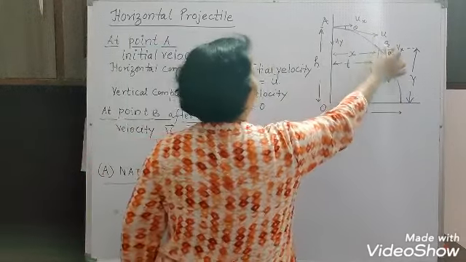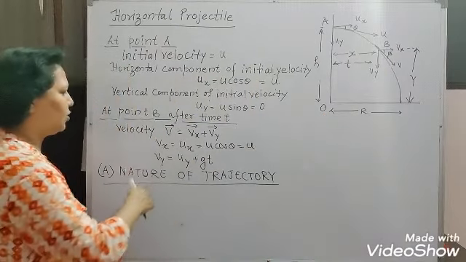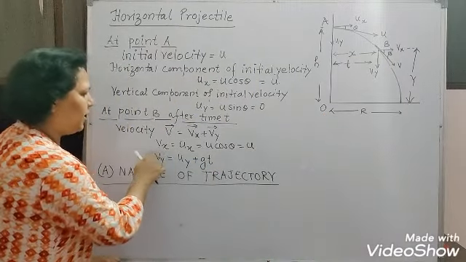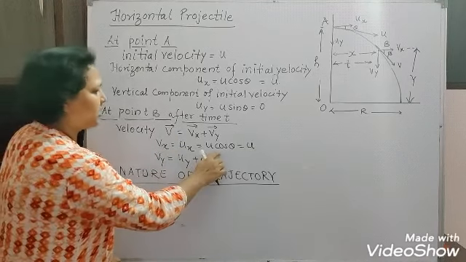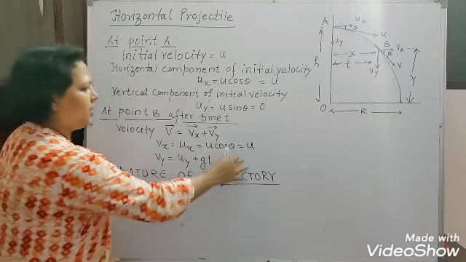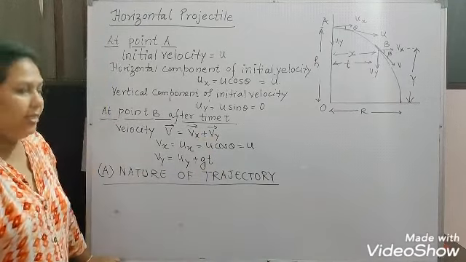So Ux and Vx will be equal, and so that we have written here in magnitude: Vx and Ux will be equal, which is equal to u cos theta, and u cos theta is already equal to u. So this is in this way.